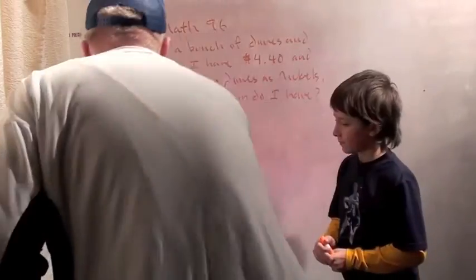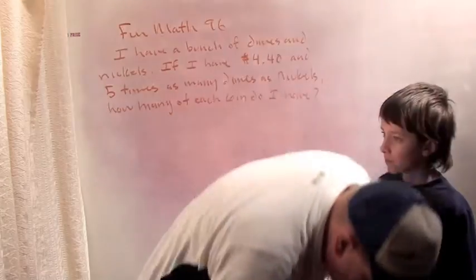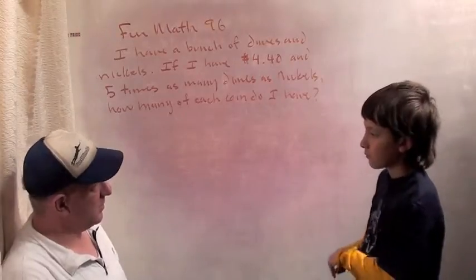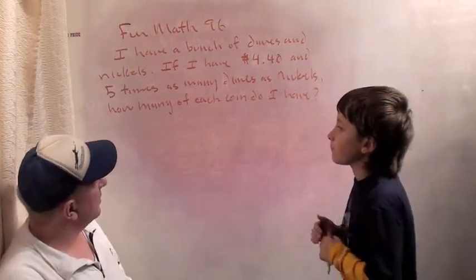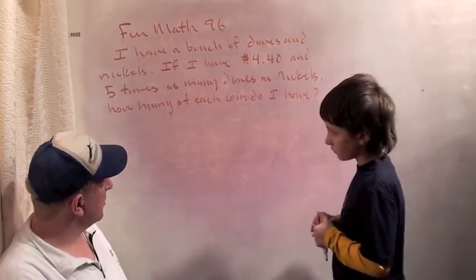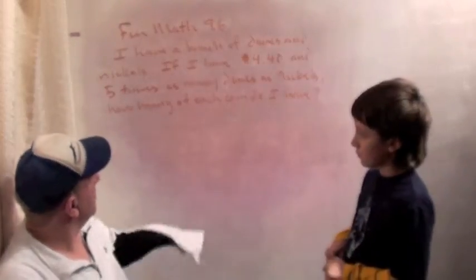FunMath number 96. Today we are following section 3.1 of Art of Problem Solving's algebra book, where we're talking about word problems. So all this work we've been doing on making algebraic equations, we're putting into now solving some problems.